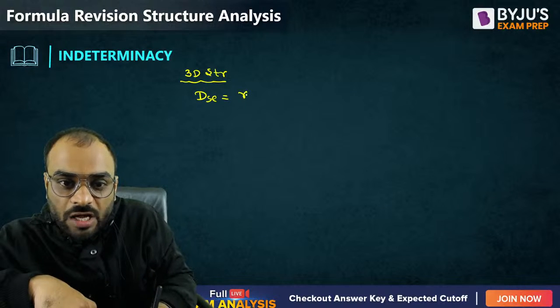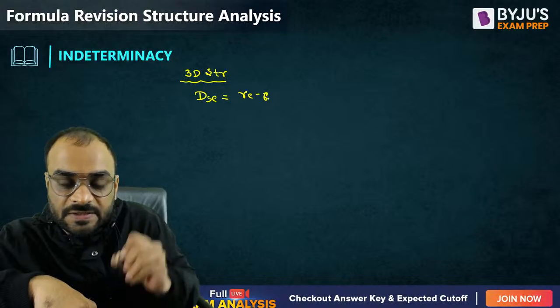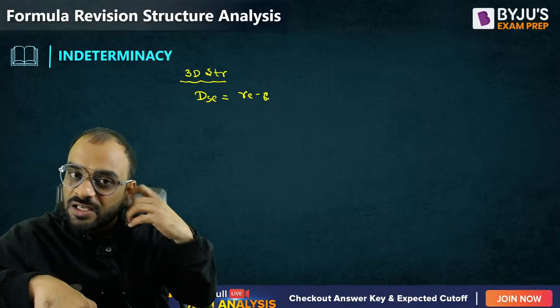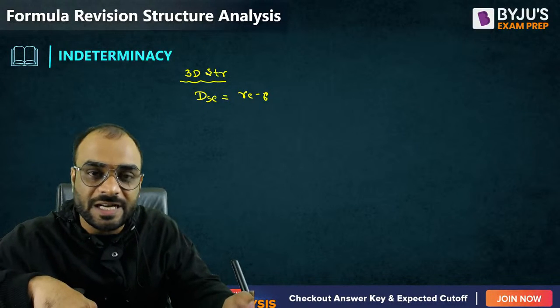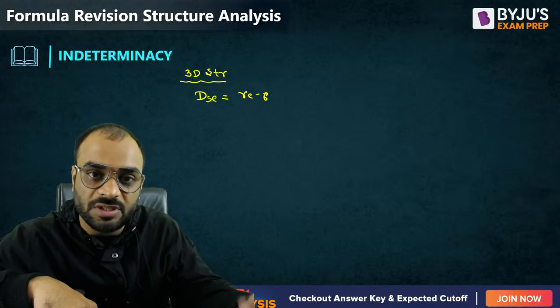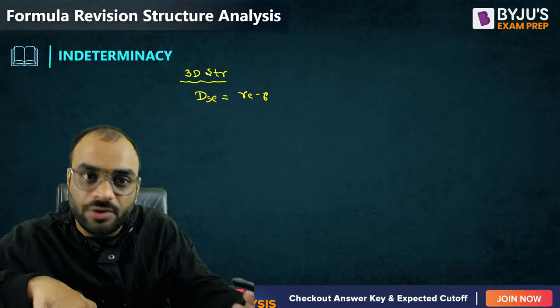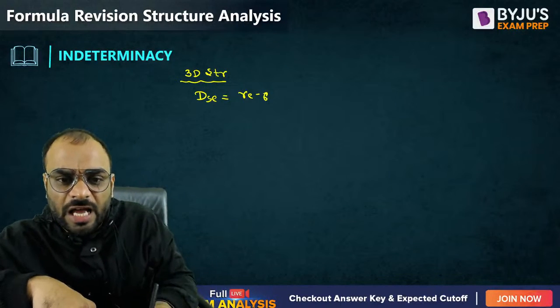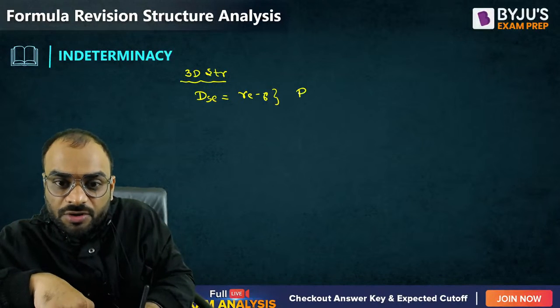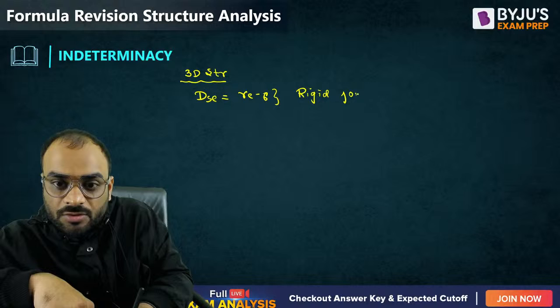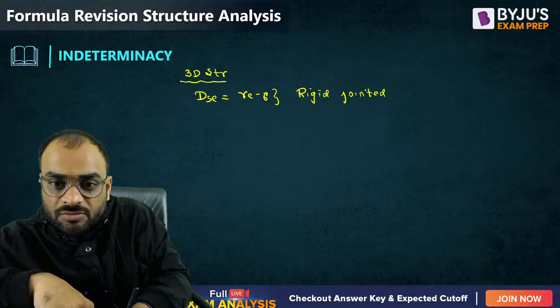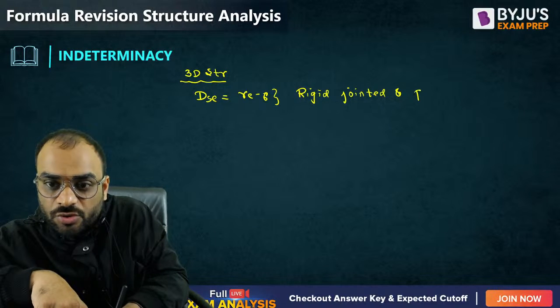DSE is equal to RE minus 6. What is 6? 6 is nothing but our total number of static equilibrium equations, which are summation fx0, summation fy0, summation fz0, mx0, my0 and mz0. Okay. And this formula is applicable for rigid jointed as well as pin jointed.